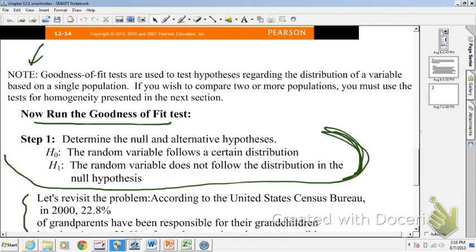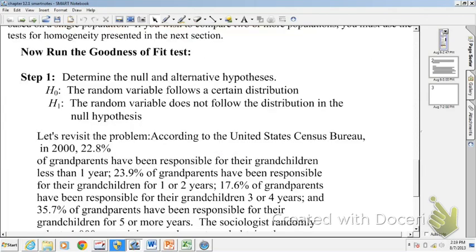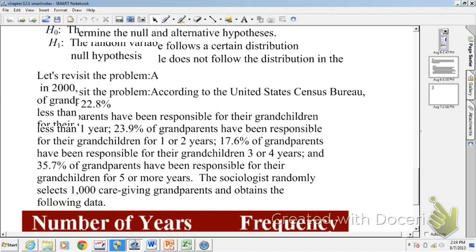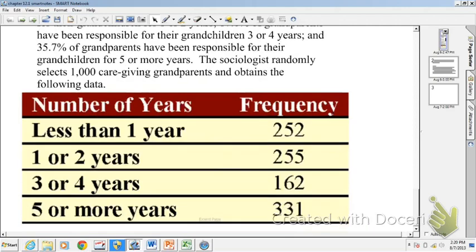So if we revisit that data from the 2000 Census Bureau data of grandparents that care for their grandchildren, okay? So you see I've revisited that same problem, but now I ask this question at the end. If the sociologist randomly selects 1,000 caregiving grandparents and obtains the following data, so here we have the data from those 1,000. Here it is. So this is the data that he obtained from that 1,000 that he sampled.